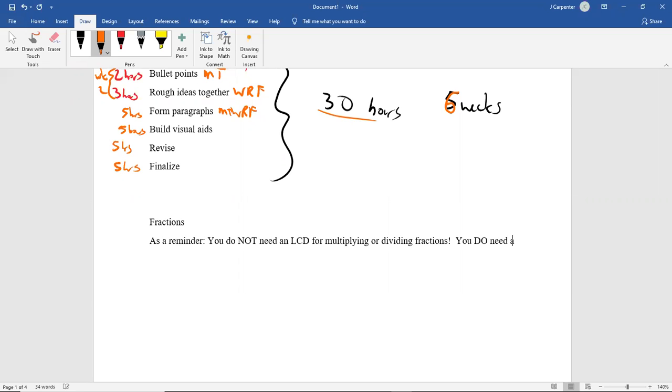You do need an LCD for adding and subtracting fractions. And we've already addressed how we can get an LCD. We've done many of those examples where we were building up the fractions to get an LCD and then be able to add or subtract them if that was what we were doing. But we hadn't gotten to those problems yet. We will see some of those in later week assignments, but this is just something I want to address now.